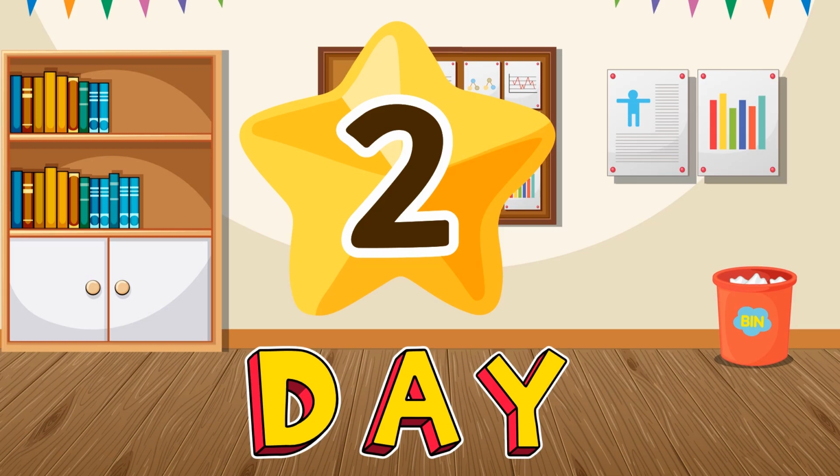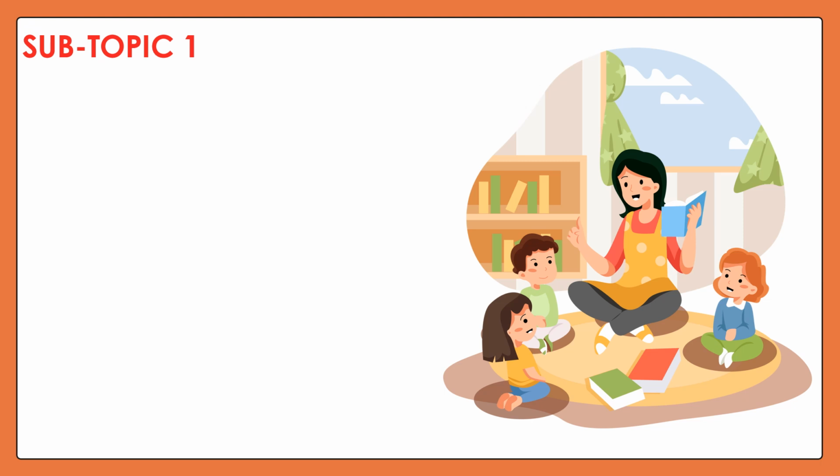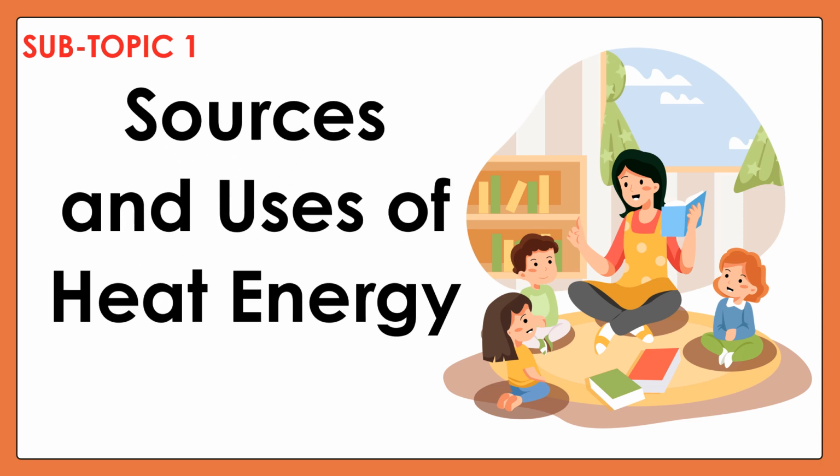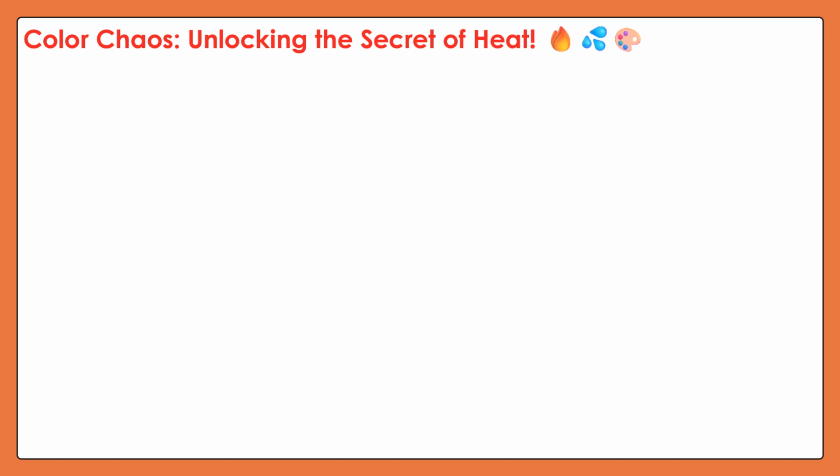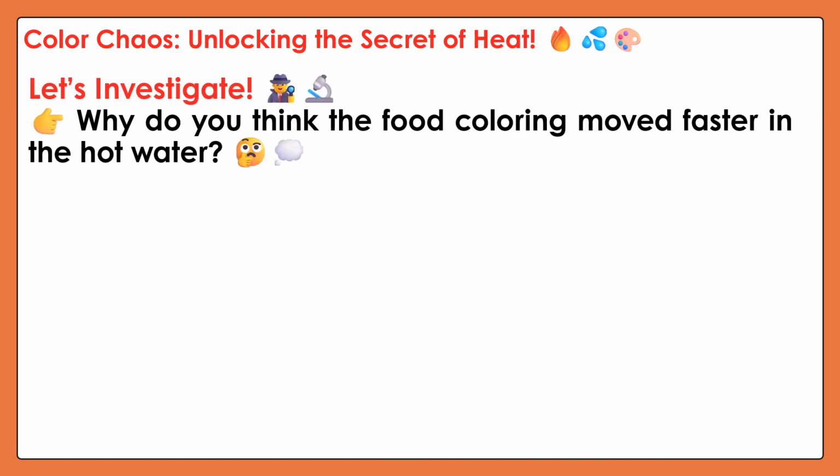Day 2. Subtopic number 1. Sources and uses of heat energy. Color chaos: unlocking the secret of heat. Let's investigate. Why do you think the food coloring moved faster in the hot water?